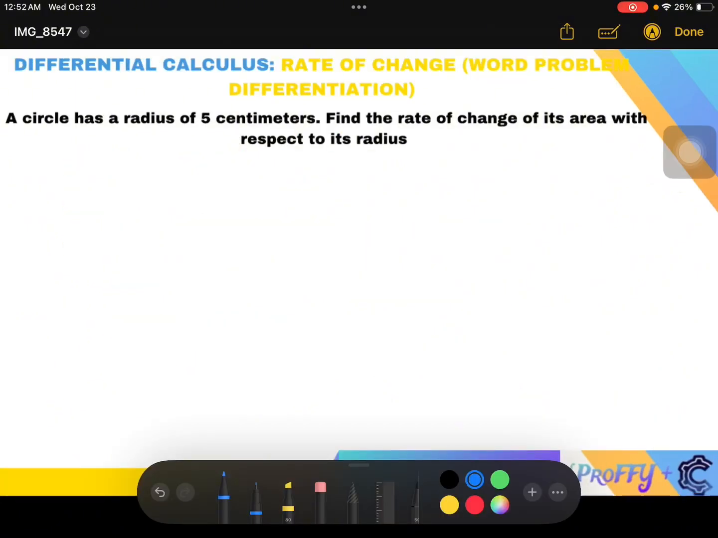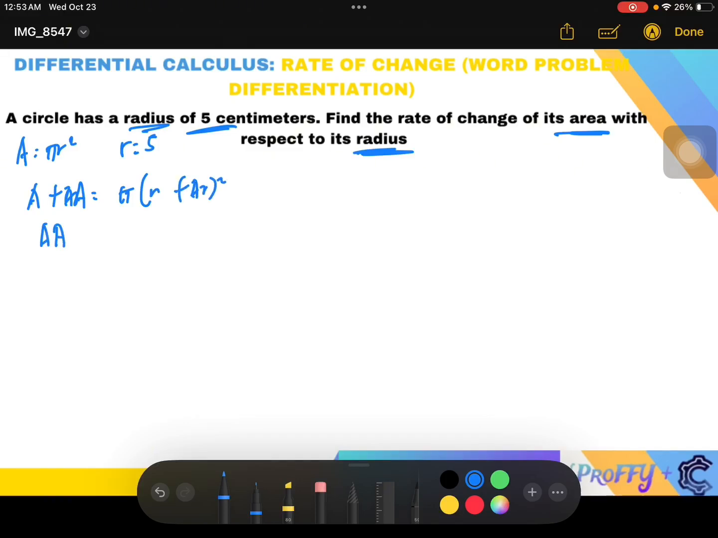So, the next problem is a circle has a radius of 5 centimeters. Find the rate of change of its area with respect to its radius. So, A is equals to pi r squared. The r is equals to 5. Gets guys? So, a plus the delta a is equals to pi of r plus the delta r squared.